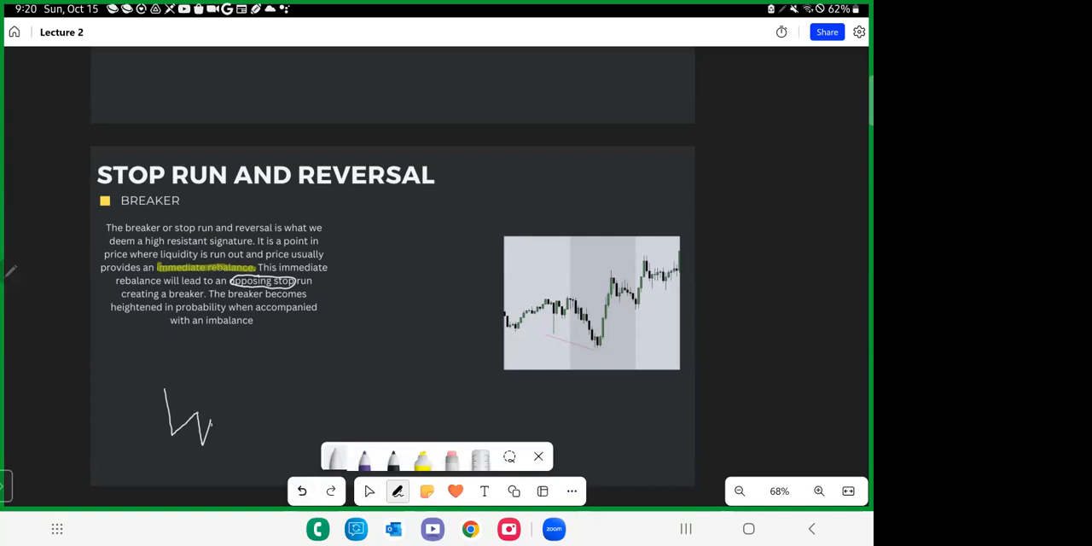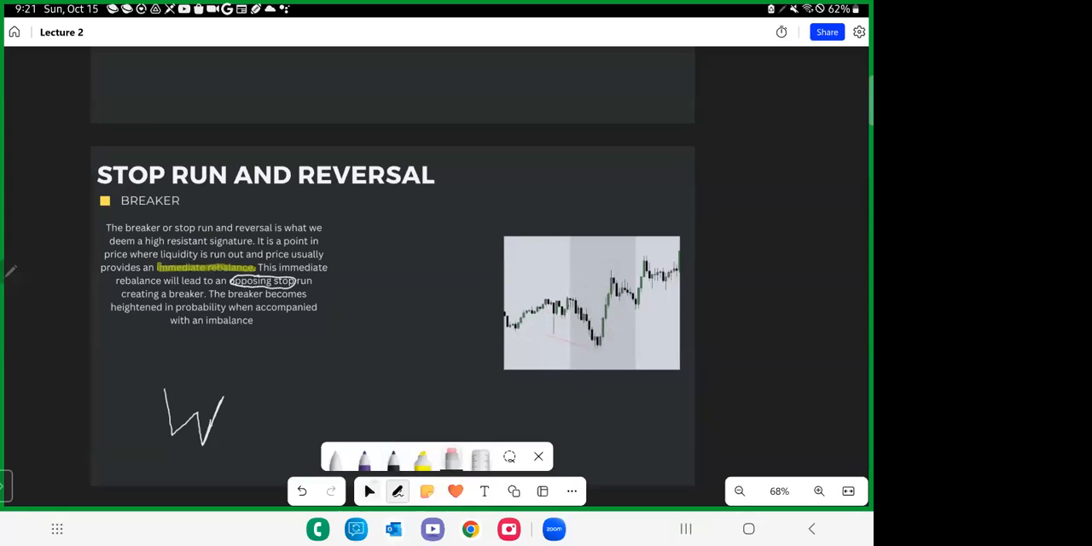And once we see that displacement, remember that displacement is important. Once we see that displacement, that creates the breaker. And then once again, the breaker becomes heightened in probability when accompanied with an inefficiency. So if we take this little image here, we see that short-term low created, price rallies higher, takes out that short-term low, and then we displace back above, right? So this point, that up close candle, becomes our breaker. That breaker is also accompanied with an imbalance.